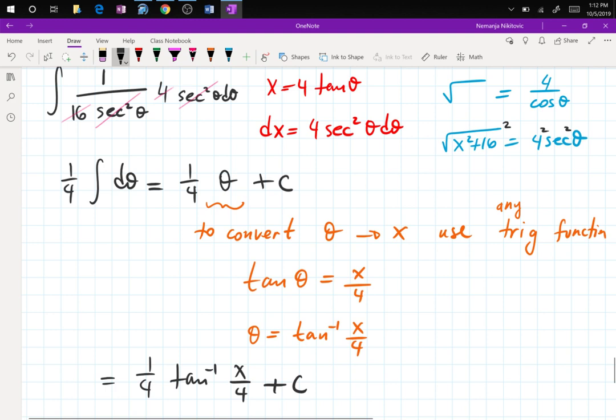Are the other ones going to start popping up more too, or just tangent? That's it. You have sine, cosine, tangent, secant. That's it. You will pick up the patterns. What happens when there is a plus? What happens when there is a minus? You will pick up that pattern because that's the way the book teaches it.